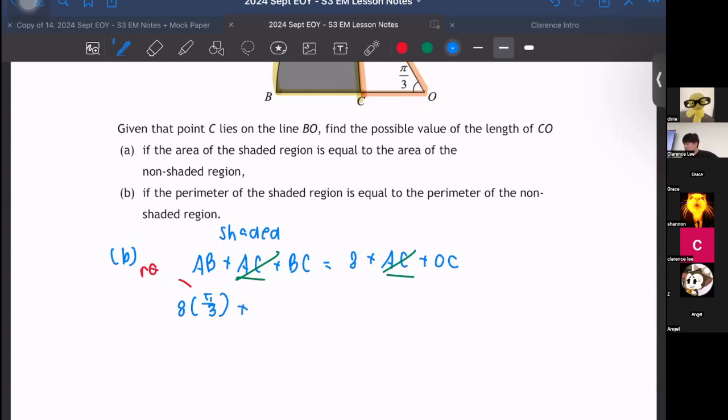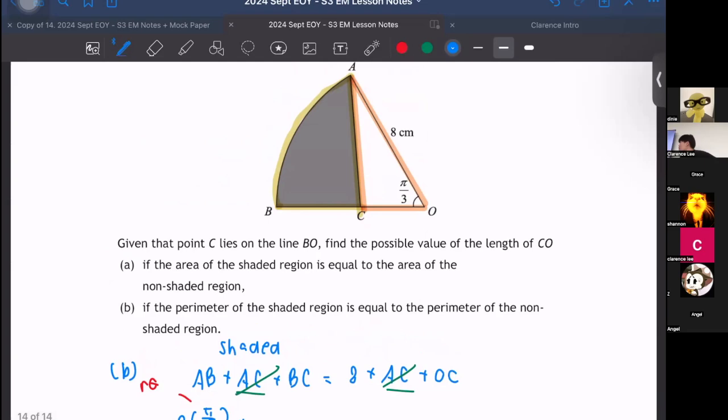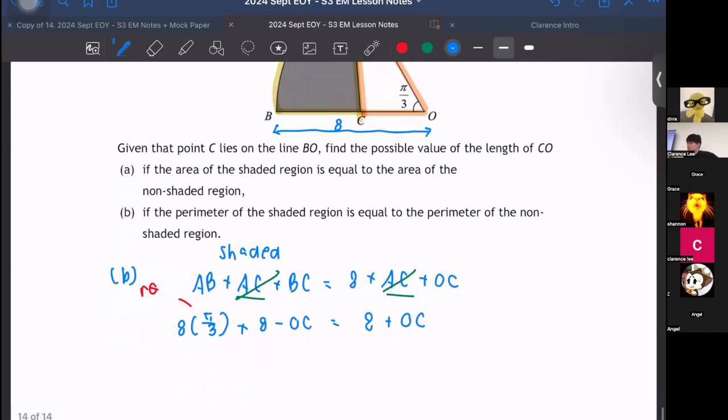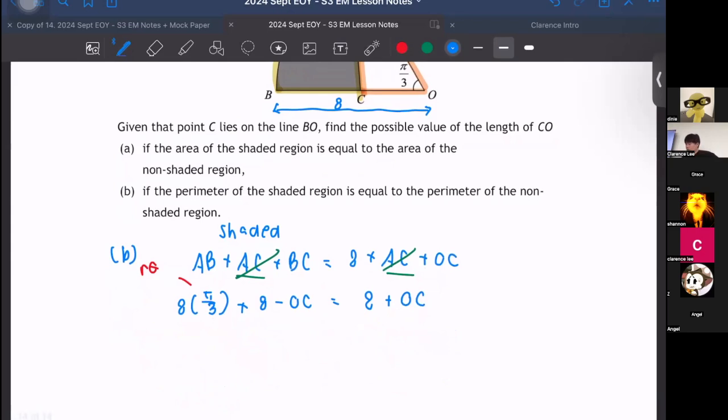Then you have BC. But remember, you're solving for OC, so you want your equation to be in terms of OC. BC is this entire length minus OC, and this entire length is 8 because it's my radius. So it will be 8 minus OC. This will equal 8 plus OC. Same thing, the 8 can cancel. You shift the OC over, and you will get 2OC equals 8 pi over 3. So OC equals 4 pi over 3, to give me 4.19 cm to 3SF.